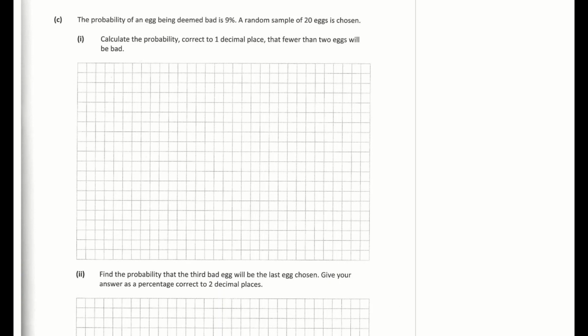So the probability of an egg being deemed bad is 9%. A random sample of 20 eggs is chosen, and the first part of this question is: calculate, correct to 1 decimal point, the probability that fewer than 2 eggs will be bad. So basically what that means is, if we write it down, I have the probability of no eggs being bad, or the probability of just 1 egg being bad. So that's basically what that question says, that fewer than 2 eggs will be bad.